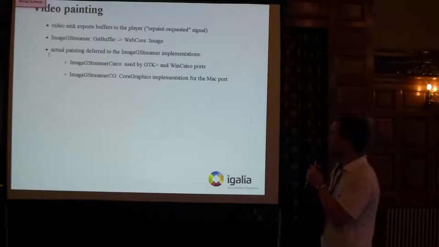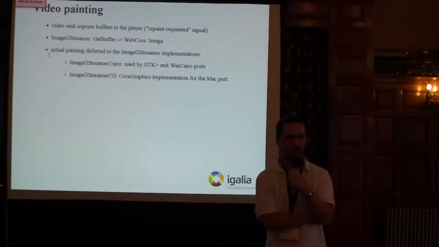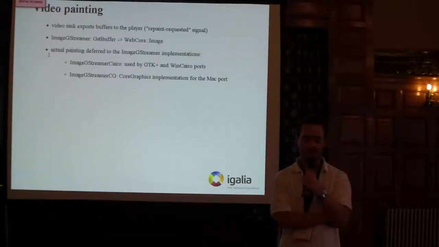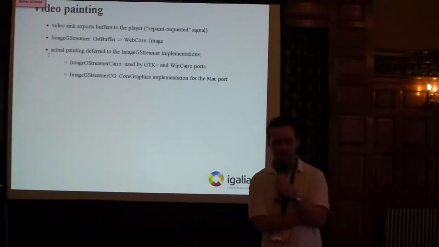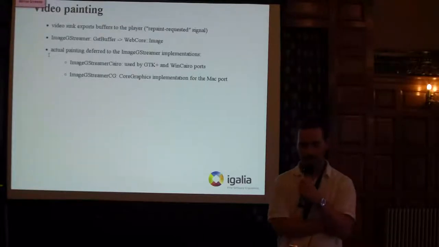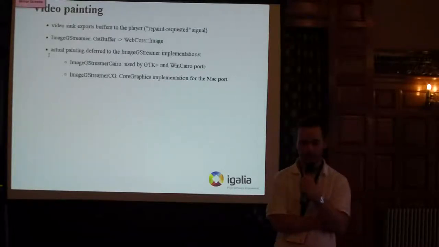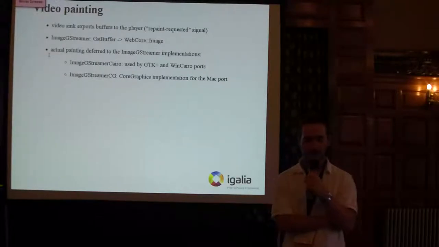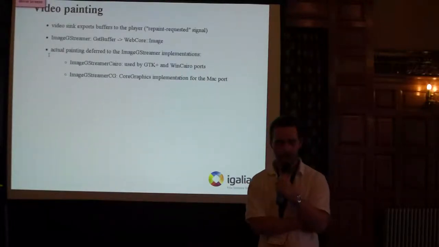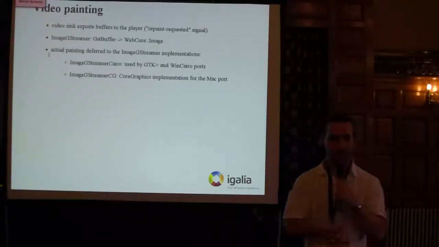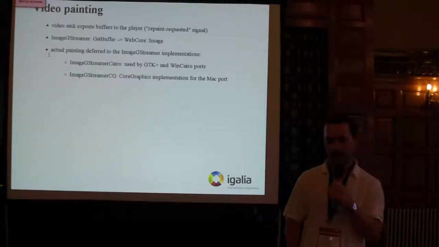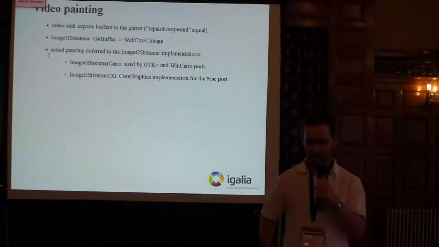So for video painting, basically our video sink doesn't do any painting itself. It just gives the GST buffers to the player, the private player instance, using a signal. So what we did is basically create a new image streamer object, which will defer to its implementations the actual painting. So we have two implementations, currently one for Cairo, which is used by the GTK+ port and the WinCairo port. Basically, it takes a GST buffer as input and creates a Cairo surface. And then the painting is done using the graphics context of WebCore. And then we have a Core Graphics implementation, which is used by the Mac port. And then here you just create an NSImage, and it's painted as well.